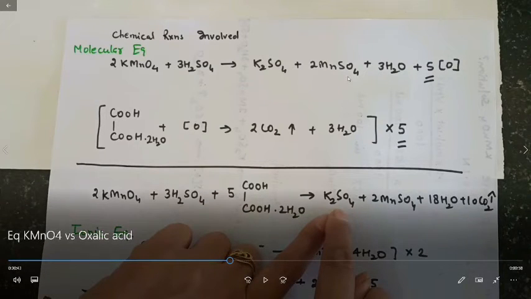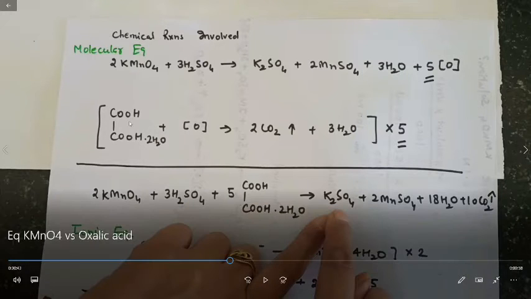In the earlier slide I told you about removal of oxygen. So here removal of oxygen from KMnO4 means this species gets reduced. Here 5 nascent oxygen is produced, and this behaves as an oxidizing agent.